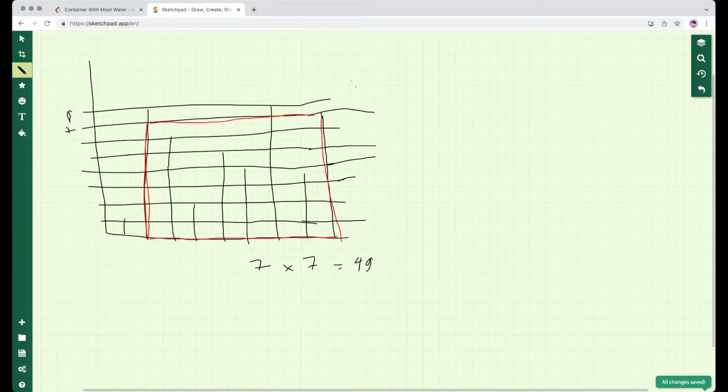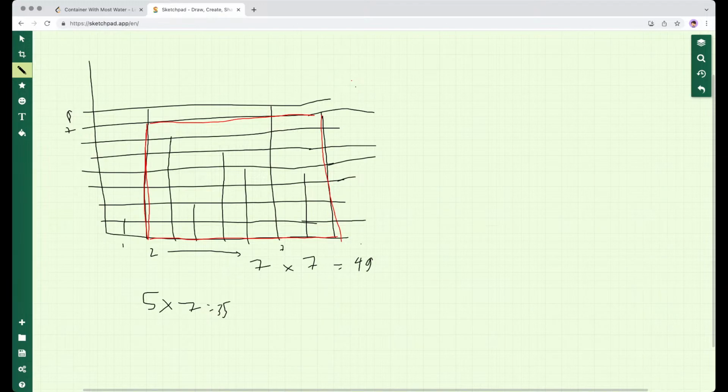So why not this point here? This is 1, 2, 3, 4, 5, 6, 7. The distance is 7 minus 2, which is 5. So 5 times 7 is only 35. So you basically still have 49 as the highest, so that's the max.